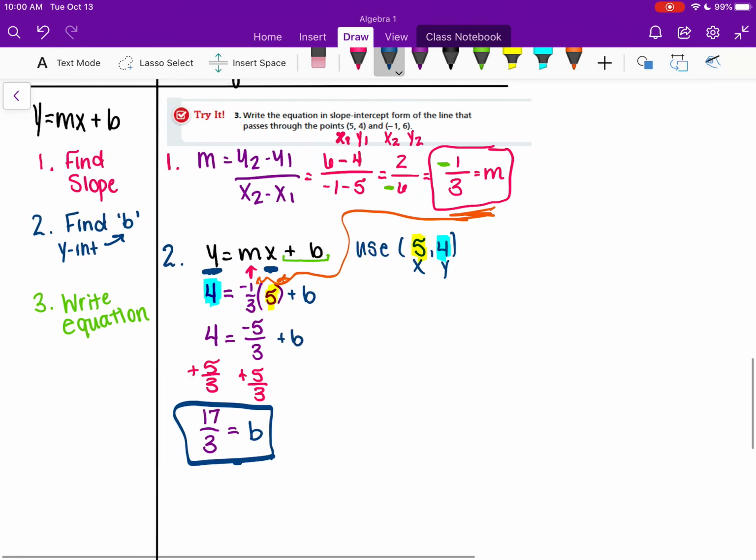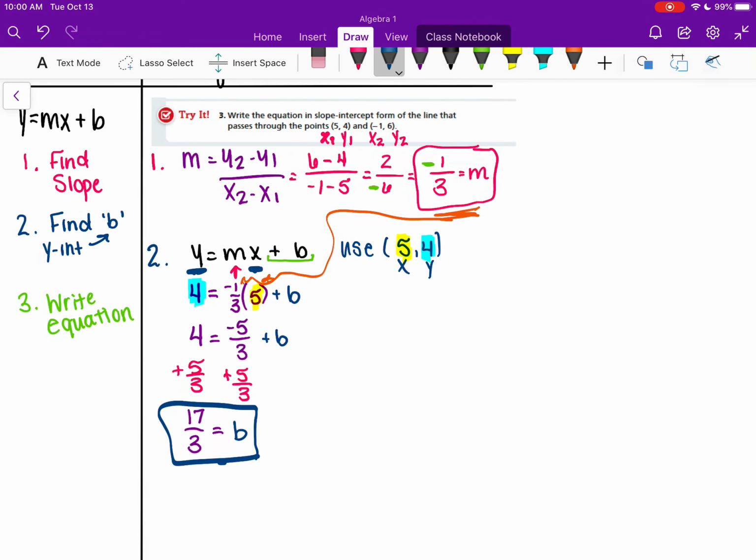So guess what, you guys? We have everything we need to write the equation of this line. We have a slope, check. We have a b value, check. Let's do step 3. Let's put those pieces together. We know that the m is negative 1/3. We know that the b is 17/3.